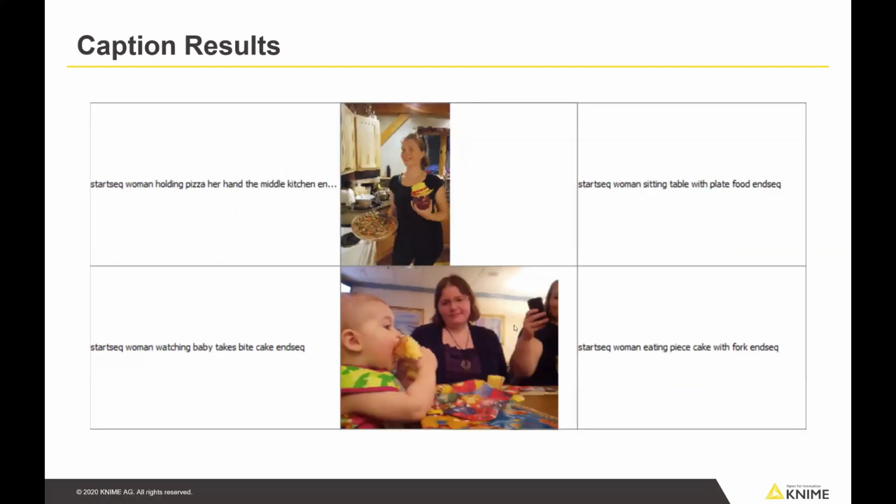If we look at some more results here on the bottom, we see that the network predicted woman eating piece of cake with fork. So there's definitely some eating going on here in this picture, but unfortunately not with a fork, but it still captures some parts of the semantics of the image. So we see that our network actually works, but there could be room for improvement. But as this is only a small example to showcase how this could work in KNIME, I'm pretty satisfied with that. And with that, we are nearly at the end of our presentation.